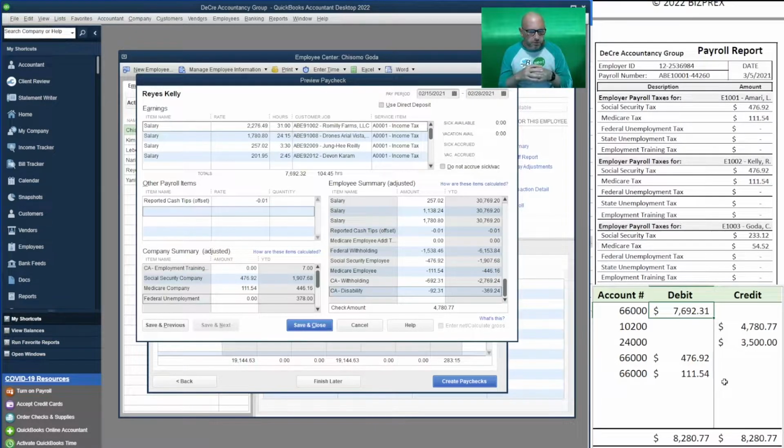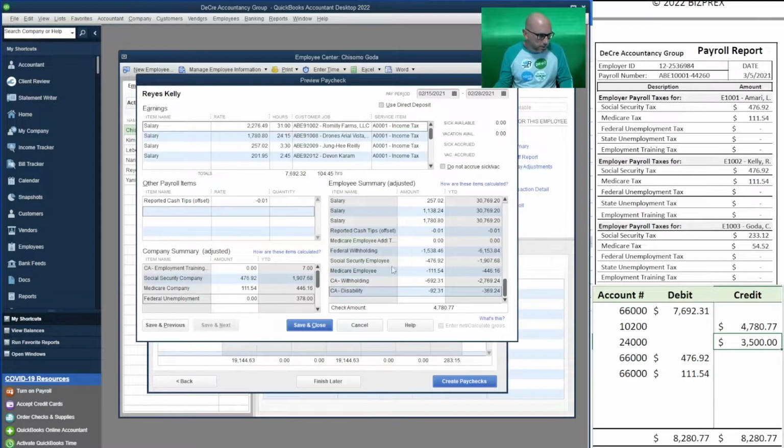We have the debits and credits depicted. Let's just revisit it again. This amount and these two amounts are debits to 66,000. This amount right here, 4,780.77, is a credit to 10,200. That's our payroll bank account. It's reduced by that amount. And then some of these and these, even though these have negative numbers, sign disregarded, just the pure sum of these, and you can see it. Basically, that's how we derive this amount. Those increase our liability. Liabilities go up when credited.